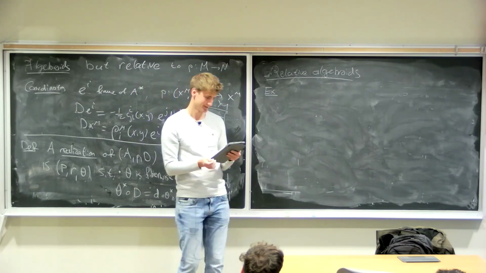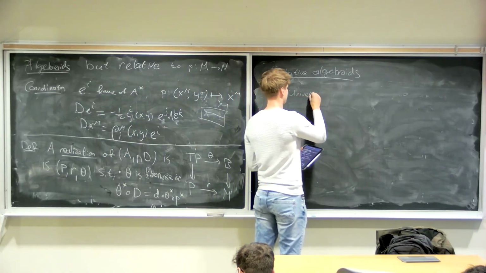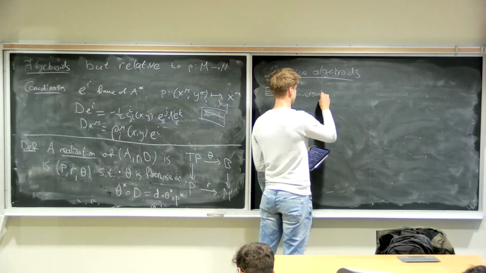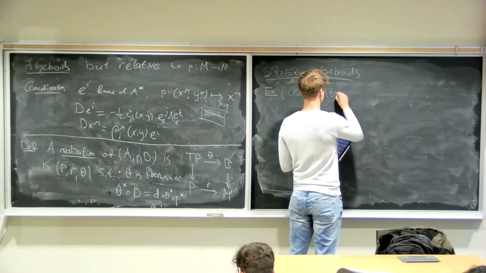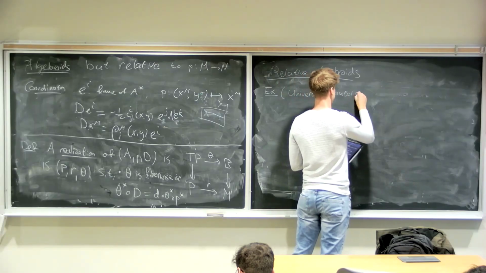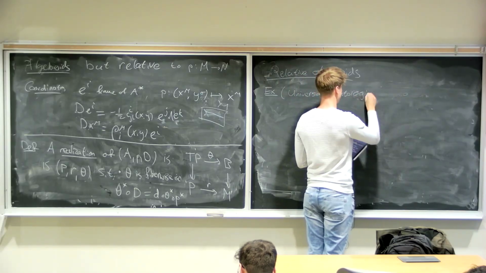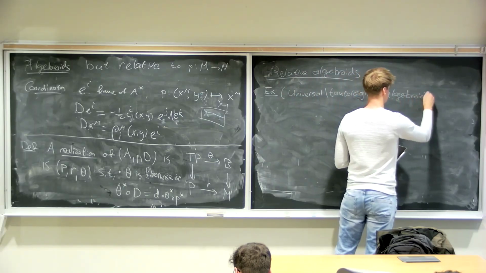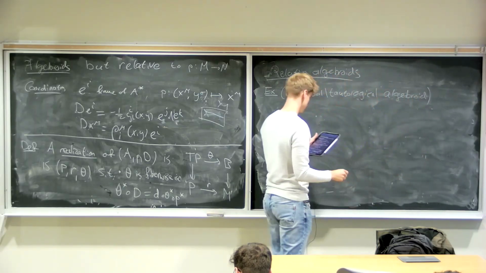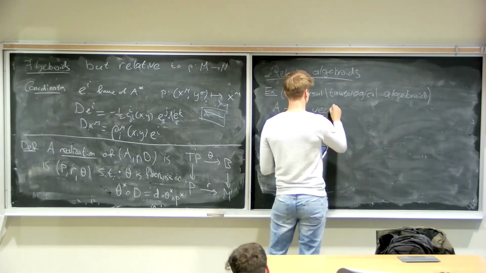All right. The next example I want to discuss, because it will play a role, it's a fundamental object of the theory. It's the universal, tautological algebroid. So in this case, we fix a vector bundle.